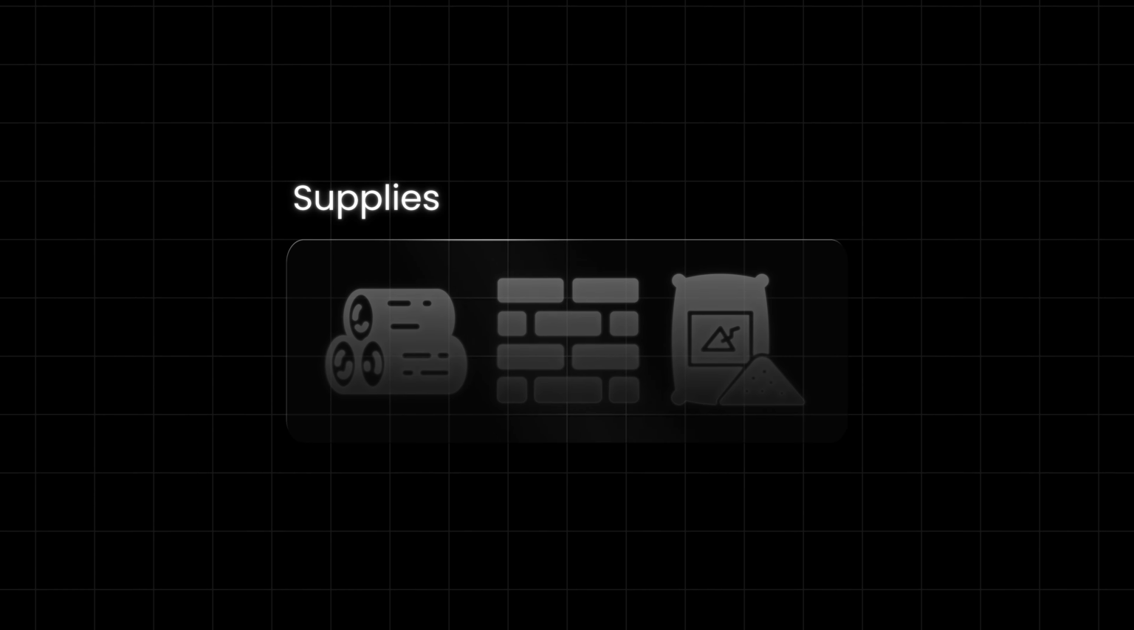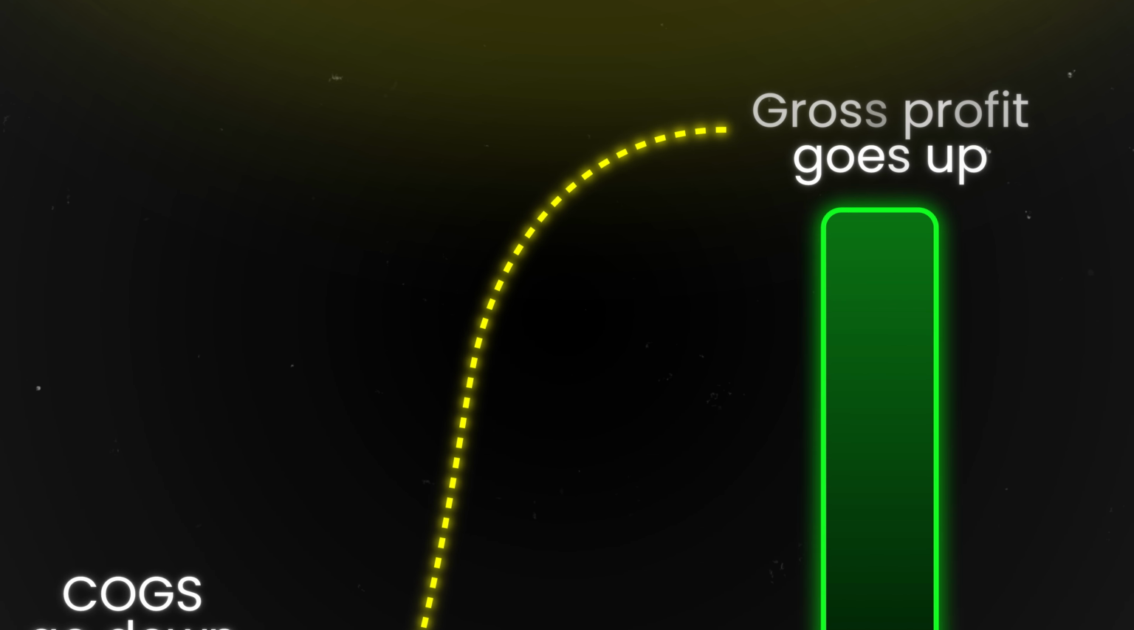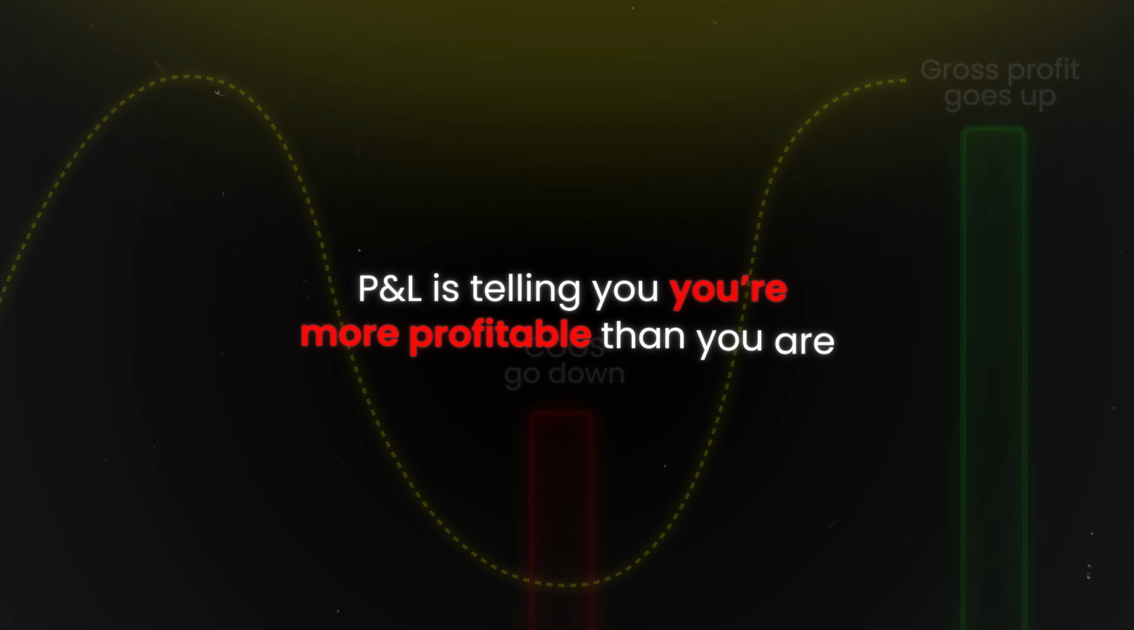And this is where most QuickBooks accounts are broken right out of the box. The default supplies account in QuickBooks is mapped to expenses. That means every time your bookkeeper codes a material receipt to this account, they're putting it into the overhead side of your P&L. That means your COGS go down, your gross profit goes up, and your P&L is telling you you're more profitable than you are.